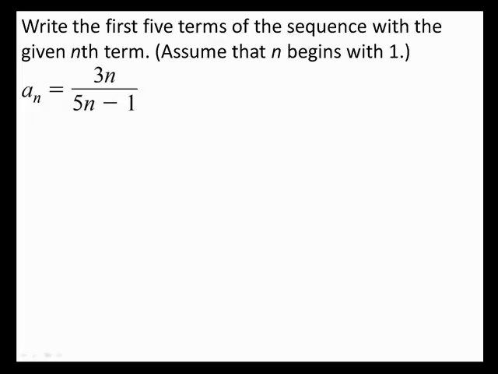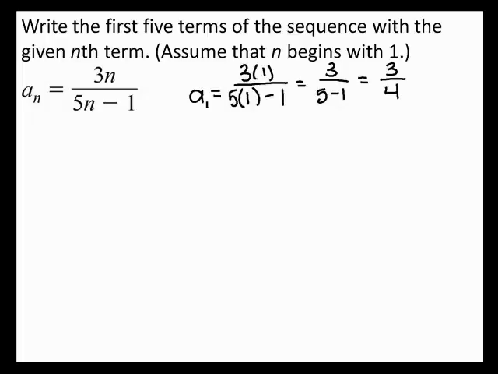Write the first 5 terms of the sequence with the given nth term. Assume that n begins with 1. a sub n is equal to 3n divided by 5n minus 1. Substitute 1 in for n. Simplify 3 times 1 and 5 times 1. Simplify 5 minus 1. You find that a sub 1 is equal to 3/4.